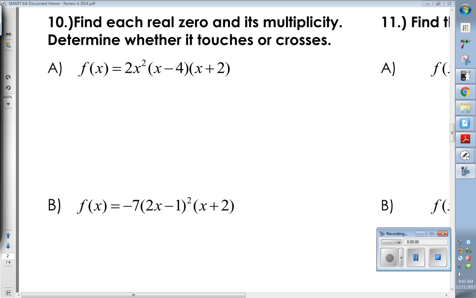We are doing all of the a values together. Okay, so again, just like yesterday, we're doing the a. So it says find each real zero and its multiplicity. Determine whether it touches or crosses. Okay, so finding the zeros is the same thing as roots or x-intercepts. That means we are taking each part of the problem and setting it equal to 0.